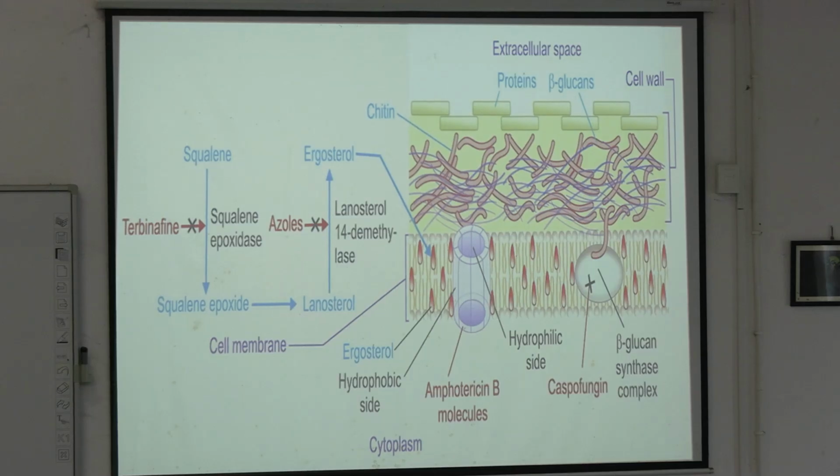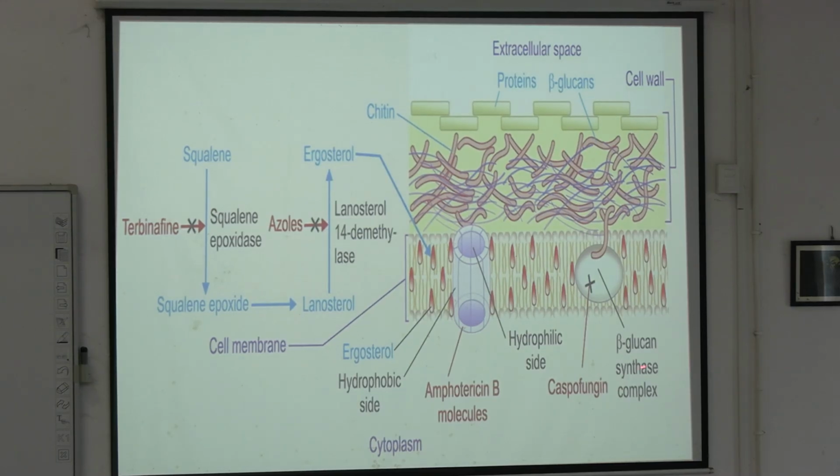So, these are some mechanisms of action. Terbinafine inhibits squalene epoxidase and azole inhibits lanosterol 14-demethylase. So, they prevent ergosterol formation. Ergosterol is a part of the fungal cell membrane. These two I am just mentioning, not mentioning others.